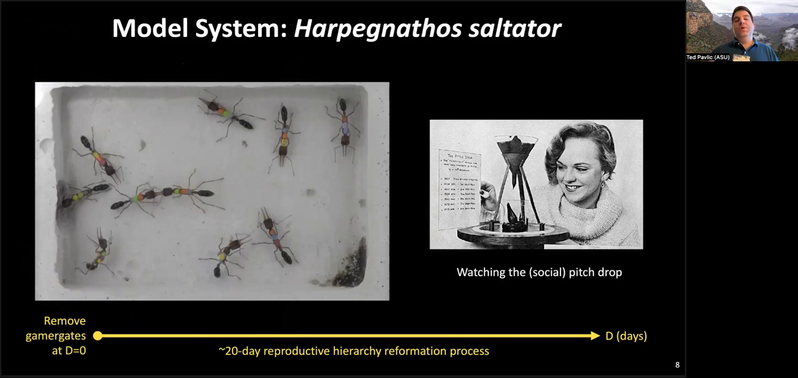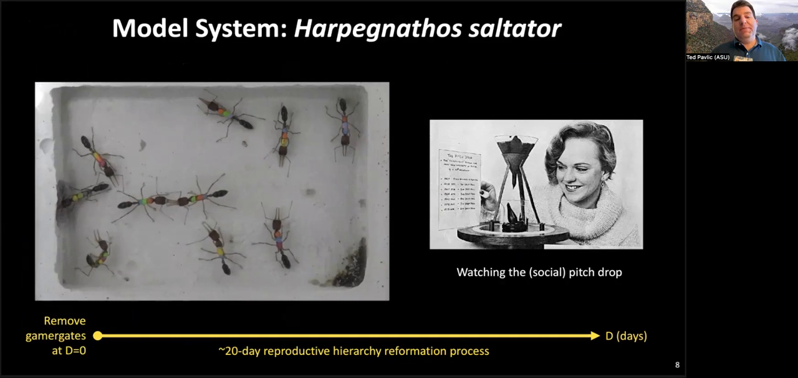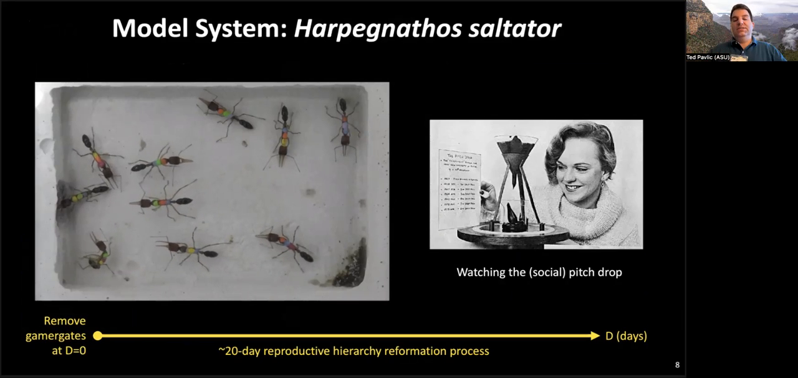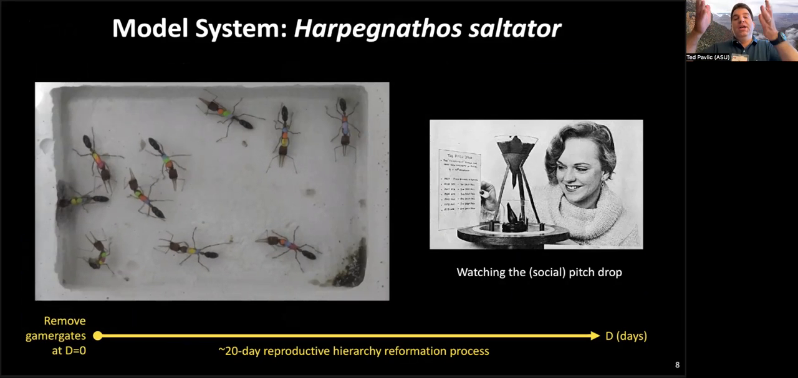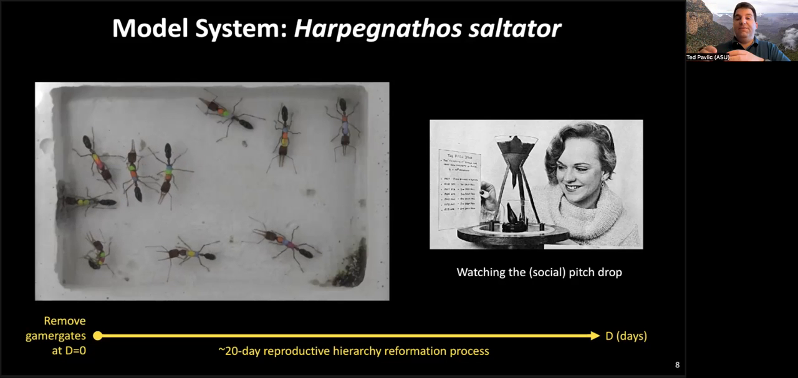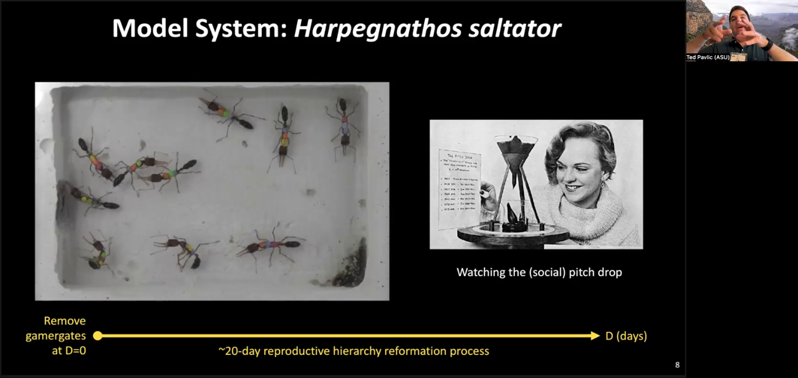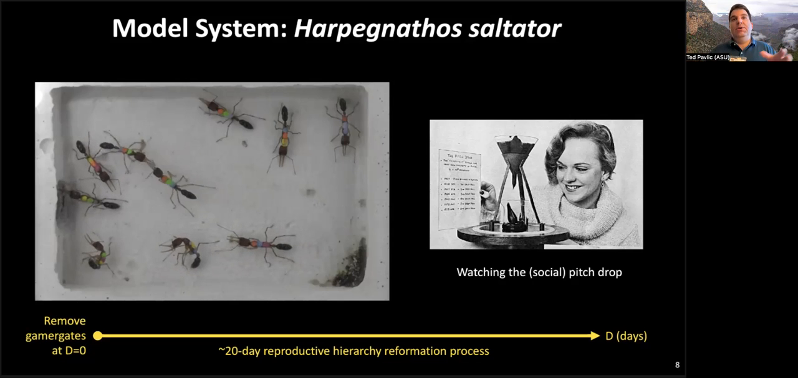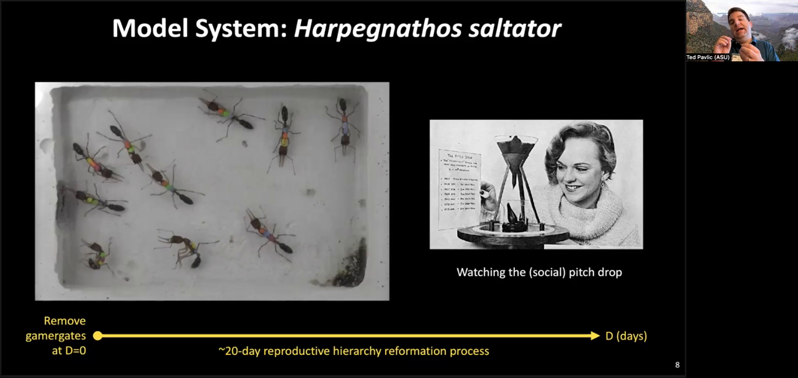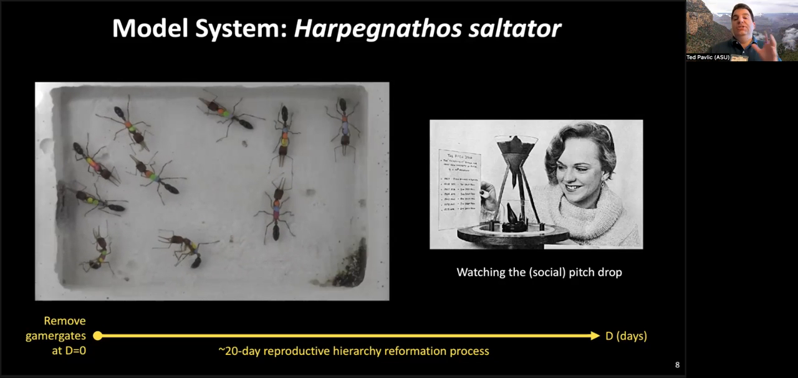So the model system that we used to test this idea was Harpegnathos saltator out of Juergen Liebig's lab. These Jerdon's jumping ants are the social equivalent of the famous experiment of watching the pitch drop, where you've got tar that is fed through a funnel and forms very slow droplets that, if you analyze in real time, give you a much better understanding of the process of droplet formation in general.